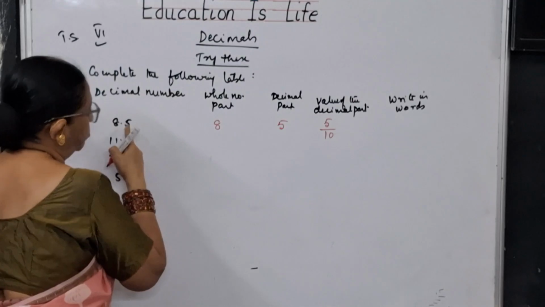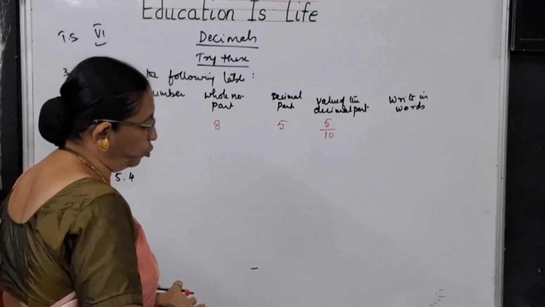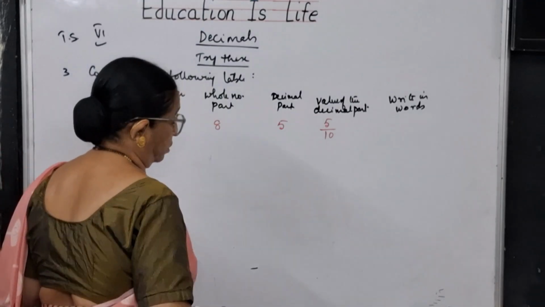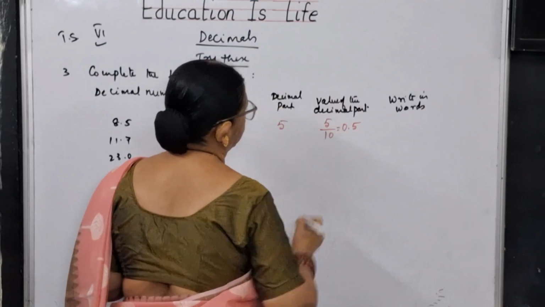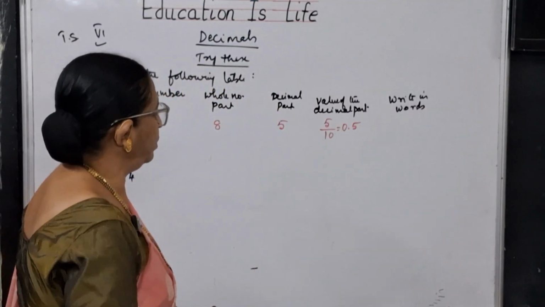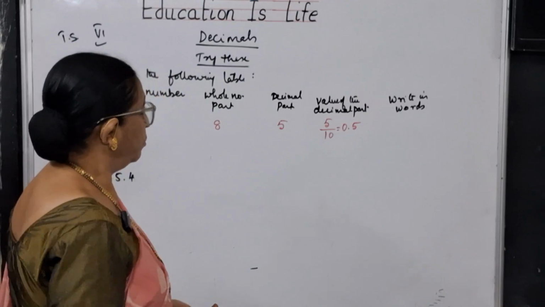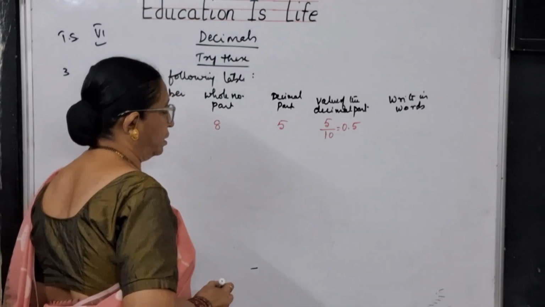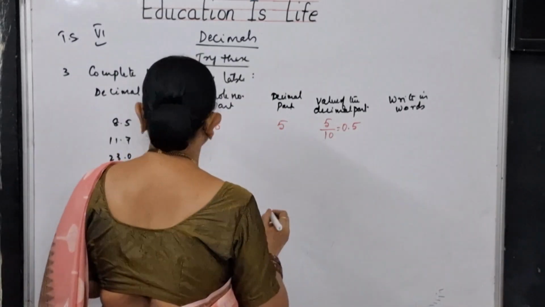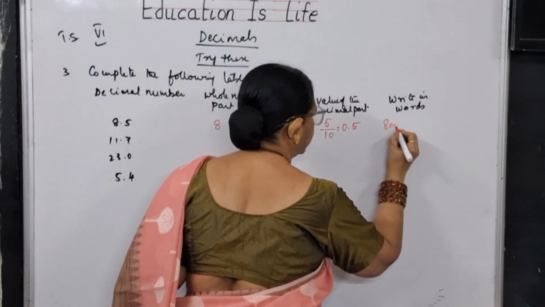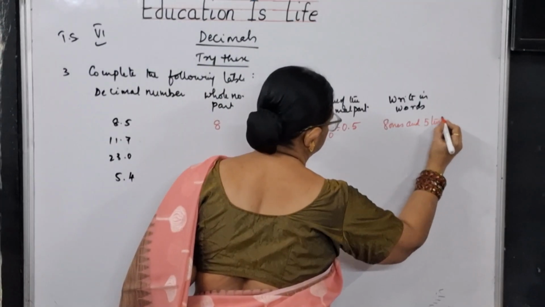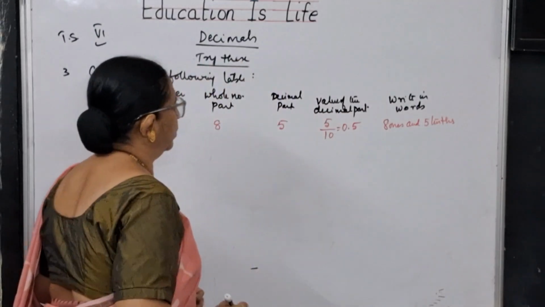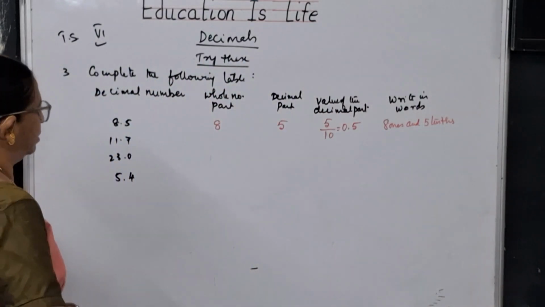I told you, one number means you have to divide it by 10. 2 means 100. That means what? How will you write its value? 0.5. The value is 0.5. And you have to write in words. You will be writing it as 8 ones and 5 tenths. 5 tenths is the answer here, children.